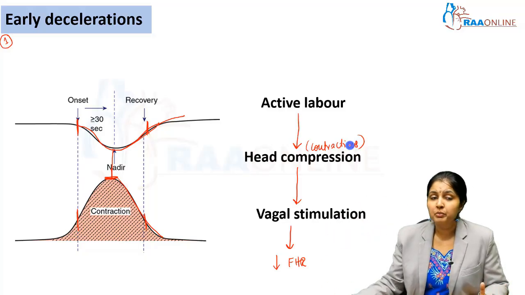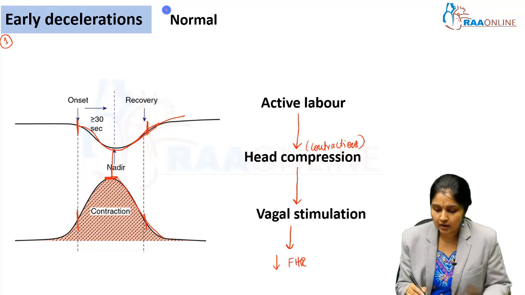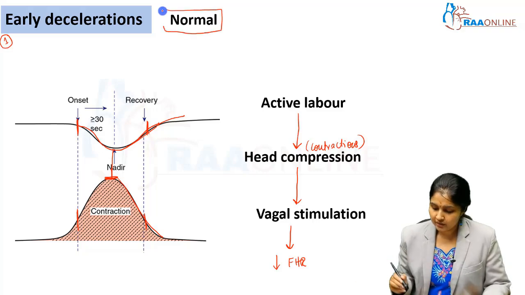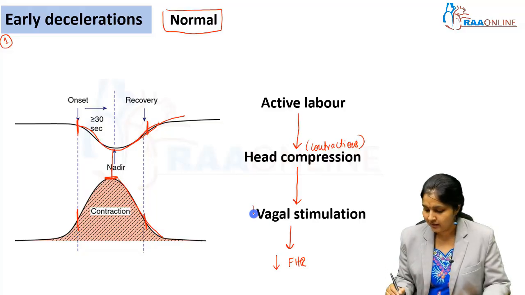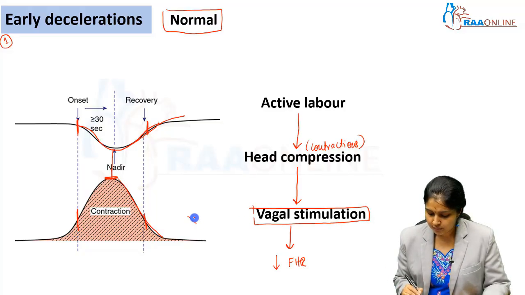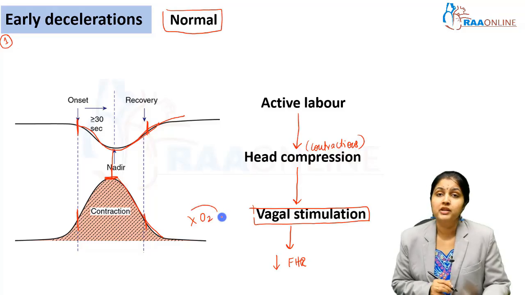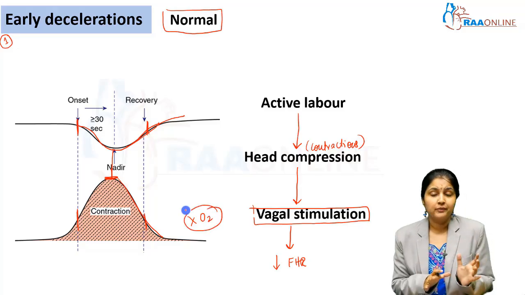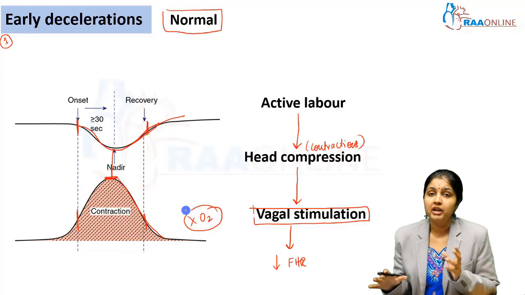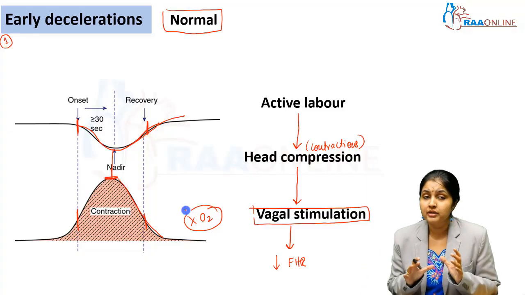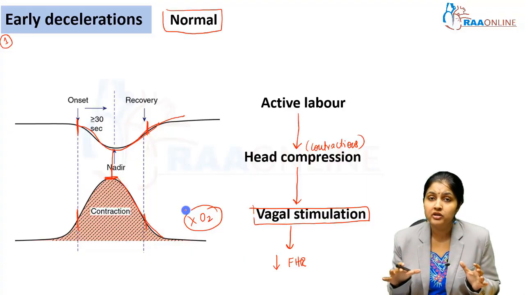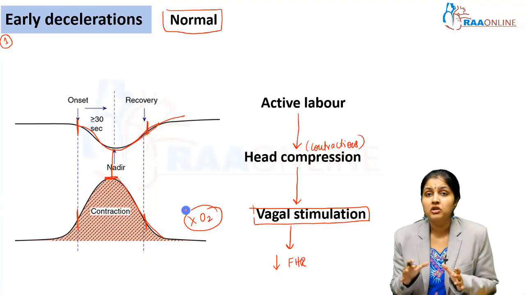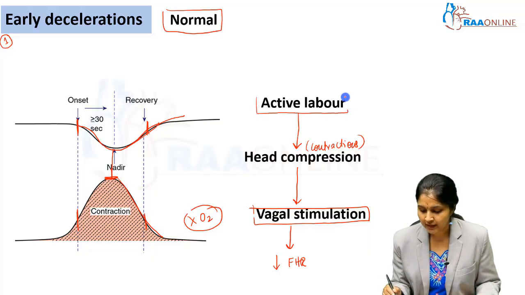Now what you need to remember about early deceleration is that these are normal, because the mechanism by which this causes deceleration is by vagal stimulation, and it is not because of decreased oxygen supply to the blood. That's the pathophysiology difference. So because it's vagal stimulation and it's temporary, early deceleration does not mean that the baby is compromised. It's a normal physiological finding that you see in CTG during active labor.